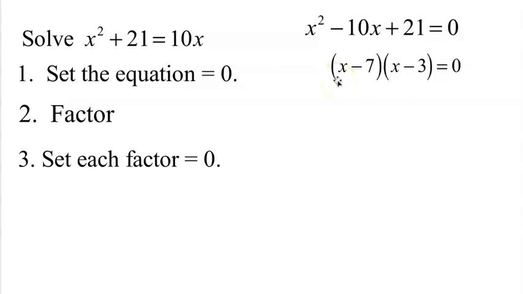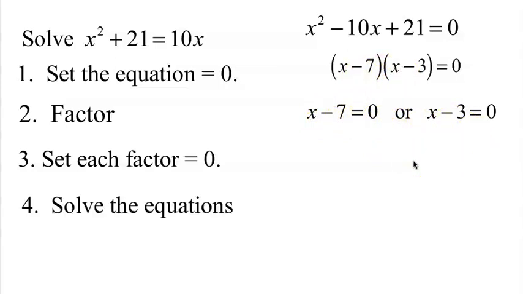And our next move is going to be to set each factor equal to 0. So I'll need x minus 7 to equal 0 or x minus 3 equals 0. If two things multiply, either the first thing is 0 or the second thing is 0. That's our idea here. Adding 7 to both sides, we get x is 7. Adding 3 to both sides, we get x is 3. So to solve the equations, that's relatively easy.